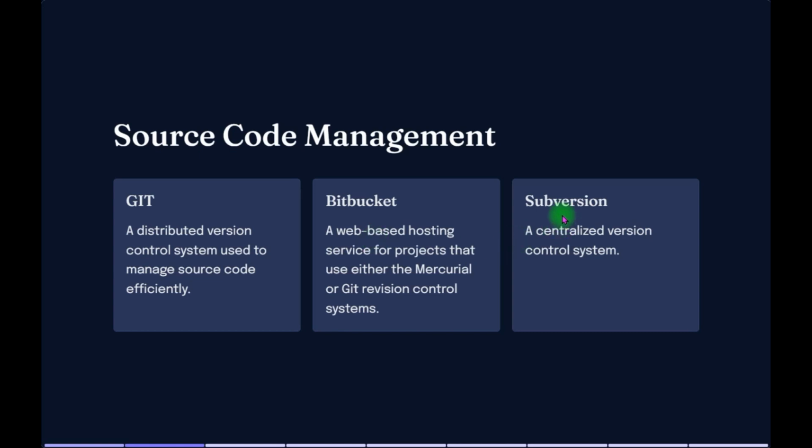Next, we have Subversion. Subversion is a centralized version control system that allows you to track changes to your code over time. So it's a good option for teams that need a more traditional version control system.